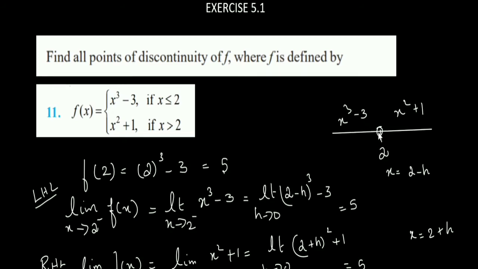Polynomial functions are continuous everywhere. So less than 2 it is continuous. Similarly, greater than 2 also the function is continuous because x square plus 1 is a polynomial. So less than 2 and greater than 2, the function is continuous. At 2, we have to check whether the function is continuous at x equal to 2.